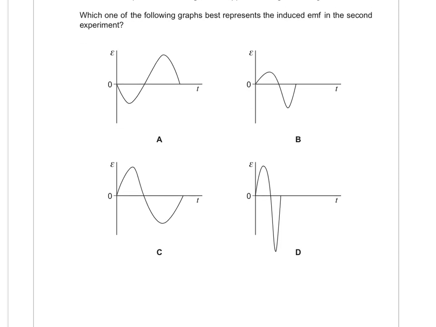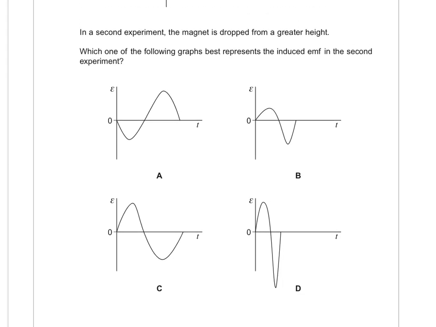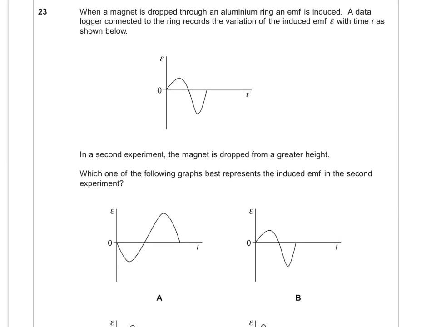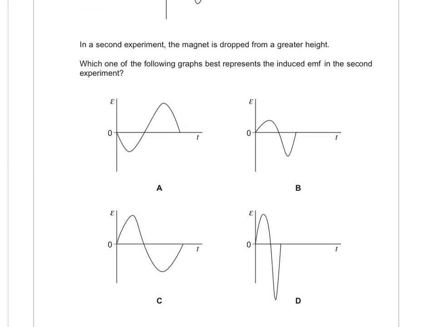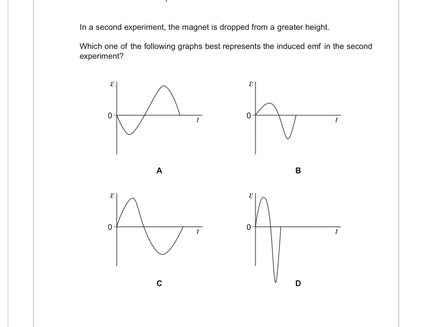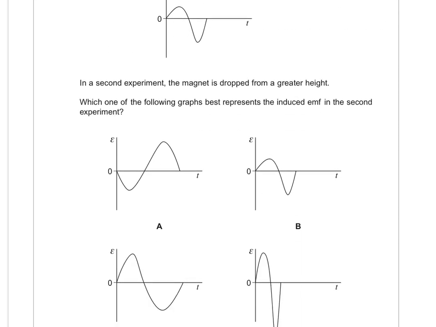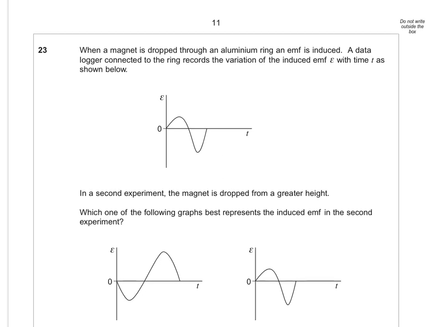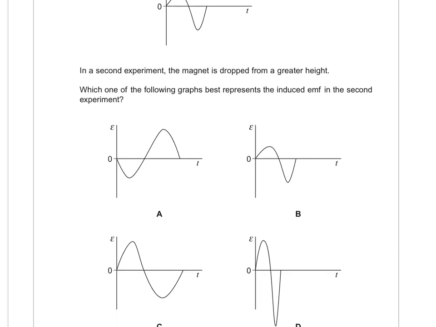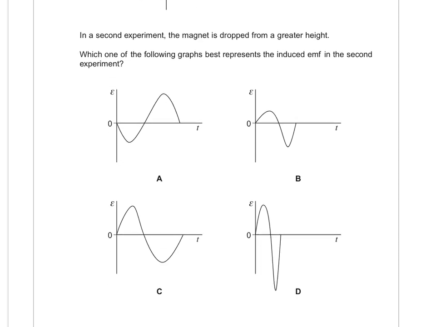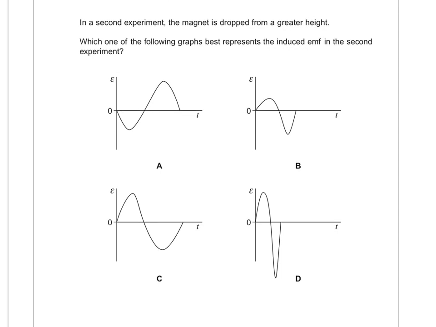So if it's dropped from a greater height, it's going to be going at a greater velocity when it arrives. So essentially this whole thing should happen faster because it's travelling at a higher speed, and because the rate of flux cutting is going to be greater, we'd expect a larger EMF to be induced. So we should have essentially the same peaks but with larger EMFs and a shorter time, which is this one here. So the peaks are higher, and the time is shorter, so it's D.